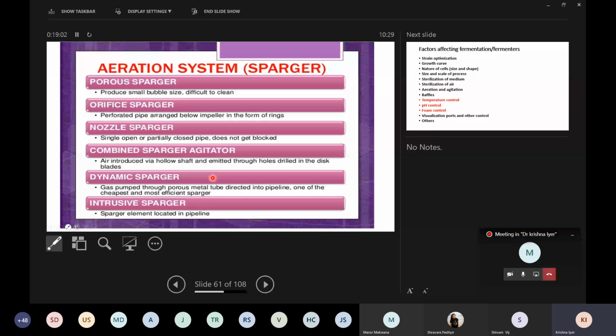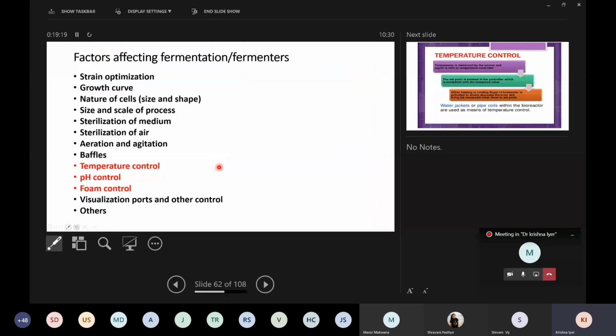Okay, so aeration, agitation, and baffles are many times looked upon as one factor, which has to be optimized when you try to optimize the way the fermentation is going to be done. Then the other thing you have to remember is many fermentations are very sensitive to temperature and pH.